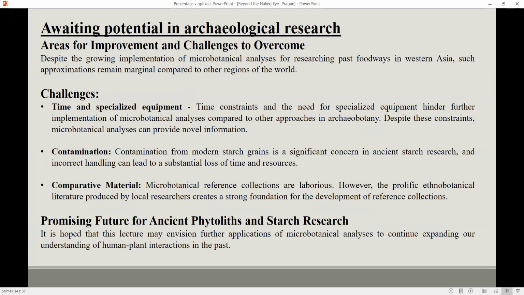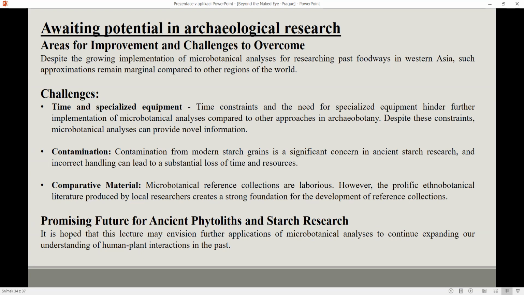But certainly there are always areas for improvement. In particular, in the case of Western Asia, despite the growing implementation of microbotanical analysis for researching past foodways and plant use in this region of the world, this approach remains marginal compared to other regions where phytoliths and starches are more recurrently used. This lack of applicability may relate to some specific challenges, among them time and specialized equipment.